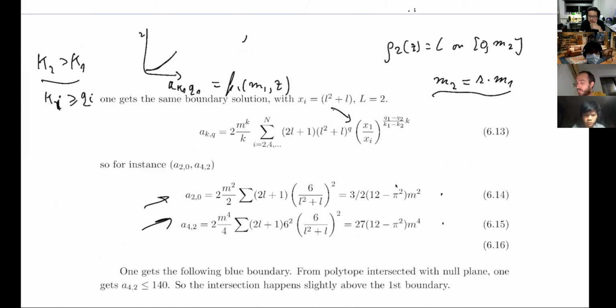So I take those solutions for rho. I plug them into some AKQ, right? I do the Z integral, and so I get some simple factor like this thing here, and then some extra thing here.